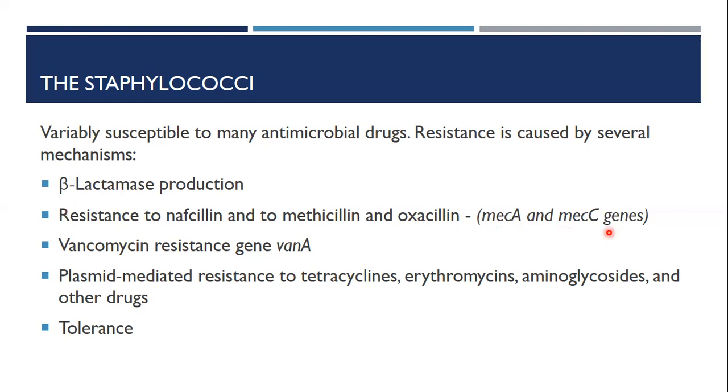Then another mechanism is through mutation in the MEC-A and MEC-C genes. When organisms undergo mutation in these particular genes, they become resistant to these antibiotics: methicillin, oxacillin, and nafcillin. This is basically the mechanism of producing methicillin-resistant Staphylococcus aureus, or MRSA.